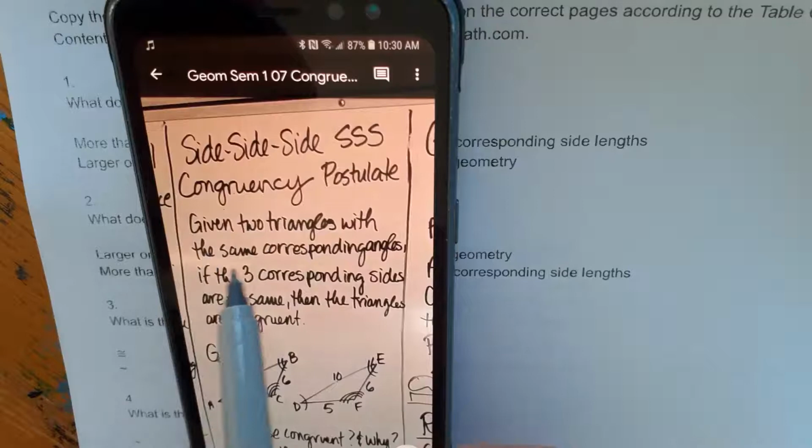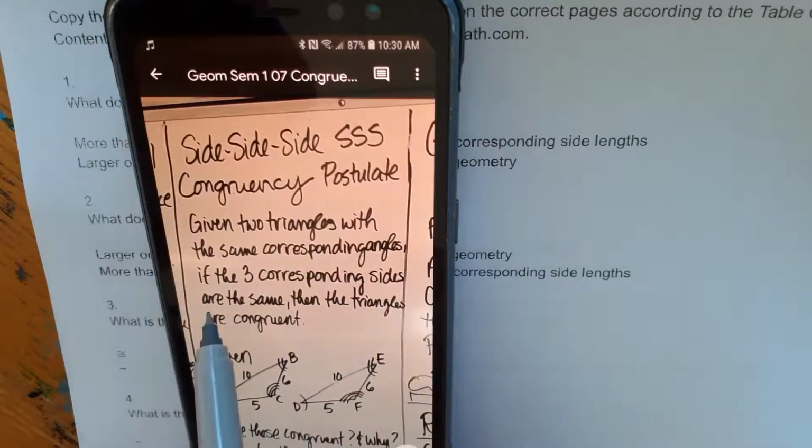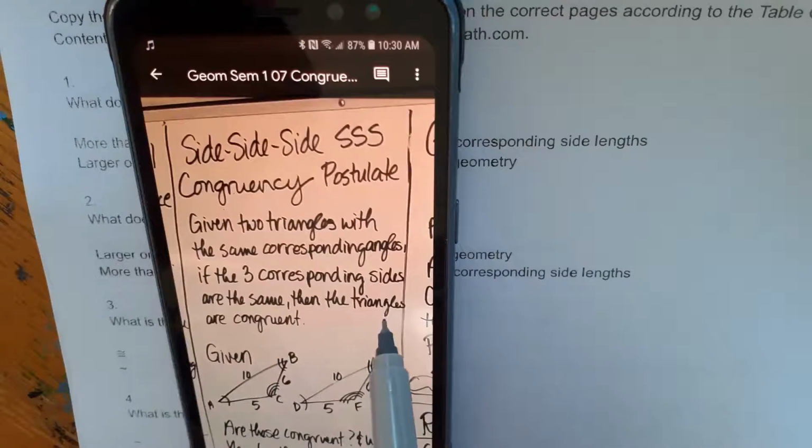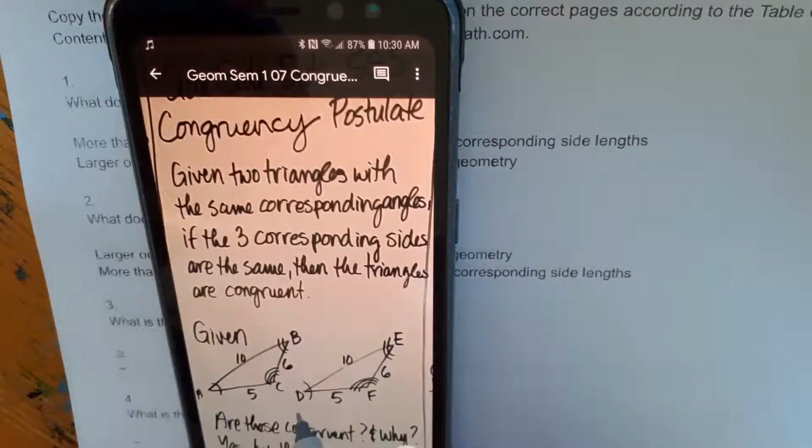Given 2 triangles with the same corresponding angles, if the 3 corresponding sides are the same, then the triangles are congruent. So what we're saying here is we may see that this angle is equal to this one, this angle is equal to this one, and notice the tick mark locations, which you should know by now. This means this one's equal to this one, this one's equal to this one, this one's equal to this one, and all 3 are different from each other.